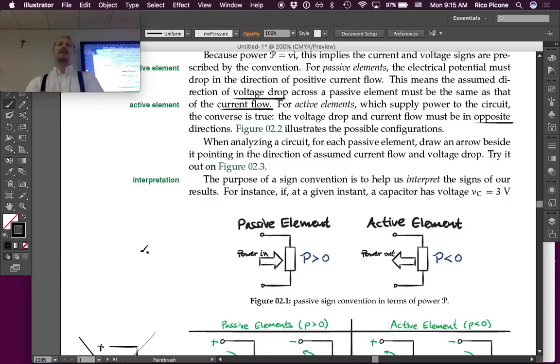When analyzing a circuit, for each passive element, draw an arrow beside it pointing in the direction of assumed current flow and voltage drop. Try it on figure 2.3.